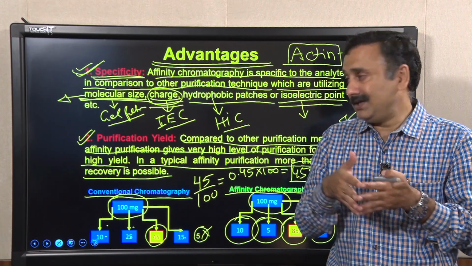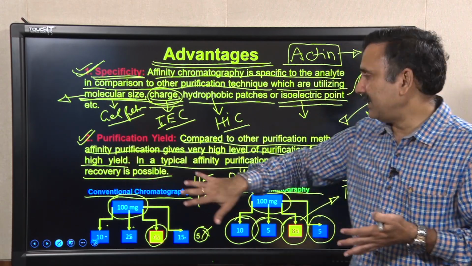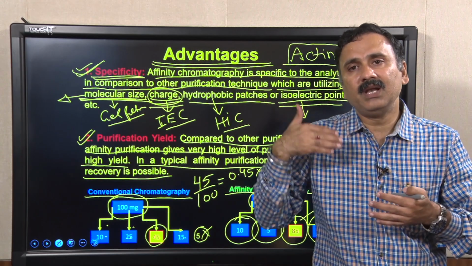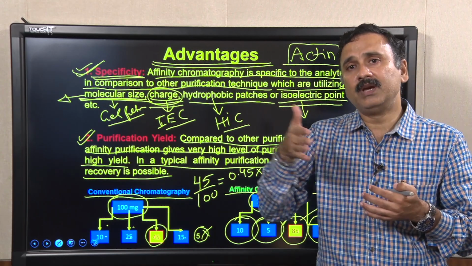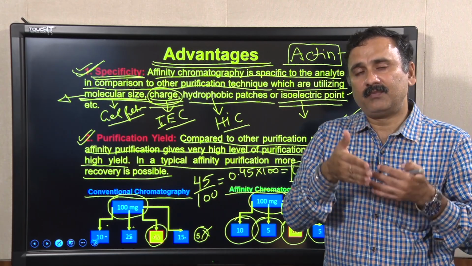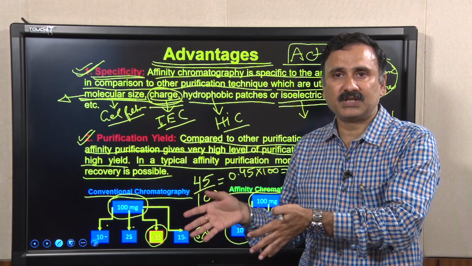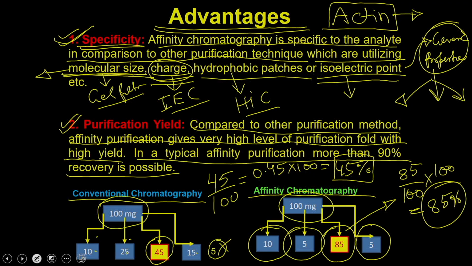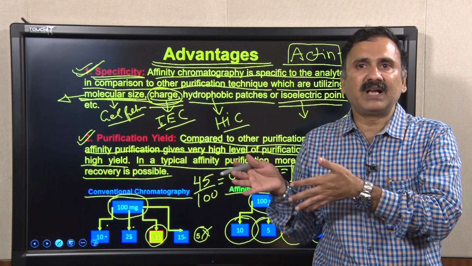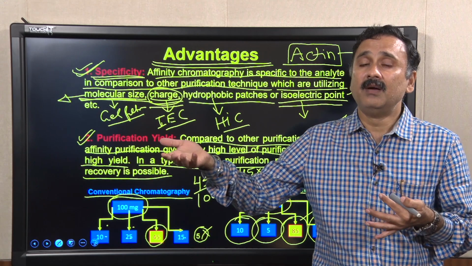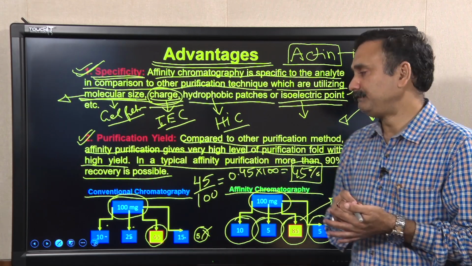So, since the yield is going to be more, it is actually going to be economically more viable, because you are not going to waste your protein in the other fractions. For example, in these cases you are actually losing more than 50% in other fractions where the other proteins are present in higher quantities.